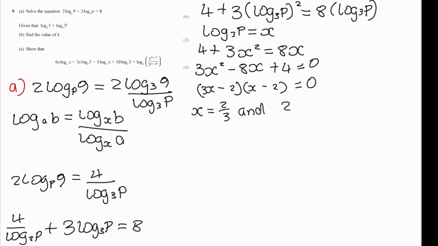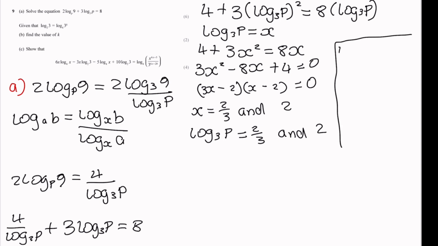However, we used the substitution log to the base 3 of p is equal to x. So if x equals that, we can say log to the base 3 of p is equal to 2/3 and 2. So if we solve these separately, let's solve log to the base 3 of p is equal to 2/3. What that's asking is 3 to the power of 2/3 is equal to p.